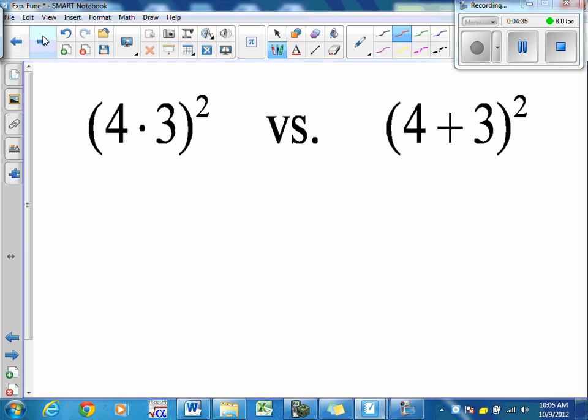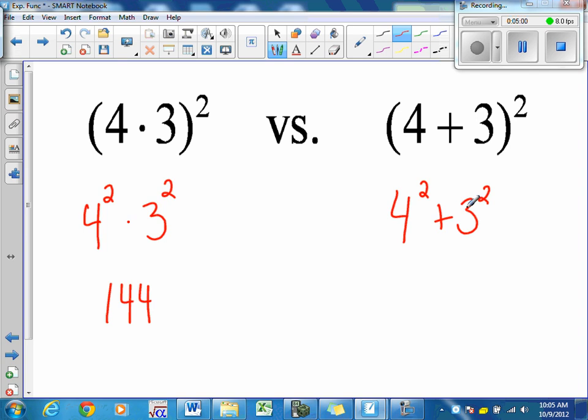We skipped those. We also talked about the difference between this and how if you have a multiplication, I can take 4 squared times 3 squared, and I can get the same answer, in this case, 144. However, if I have 4 plus 3, I cannot say 4 squared plus 3 squared. 16 plus 9 is not the same as 7 squared. I can't do that.